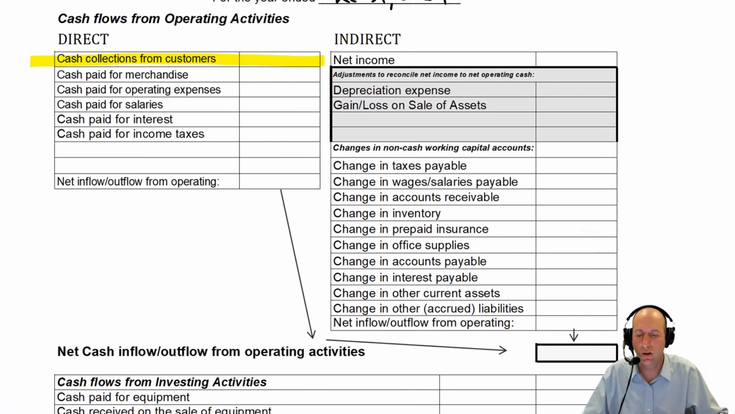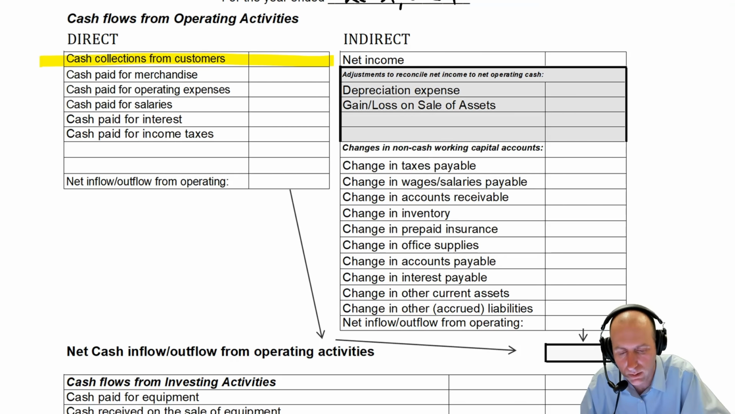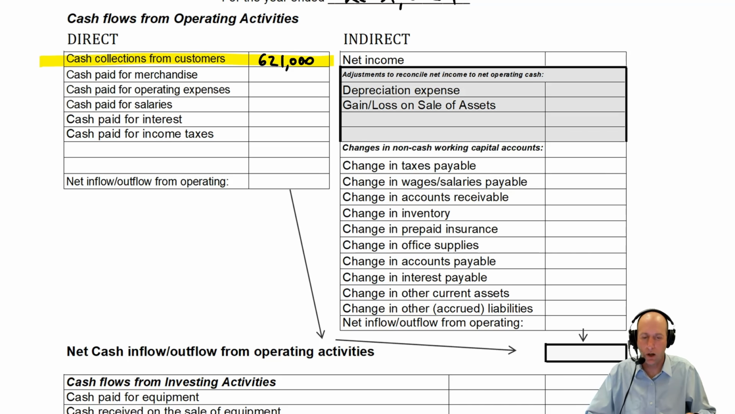Let's fill this in on our table. Cash collected from customers, $621,000. Okay, next, cash paid for merchandise.